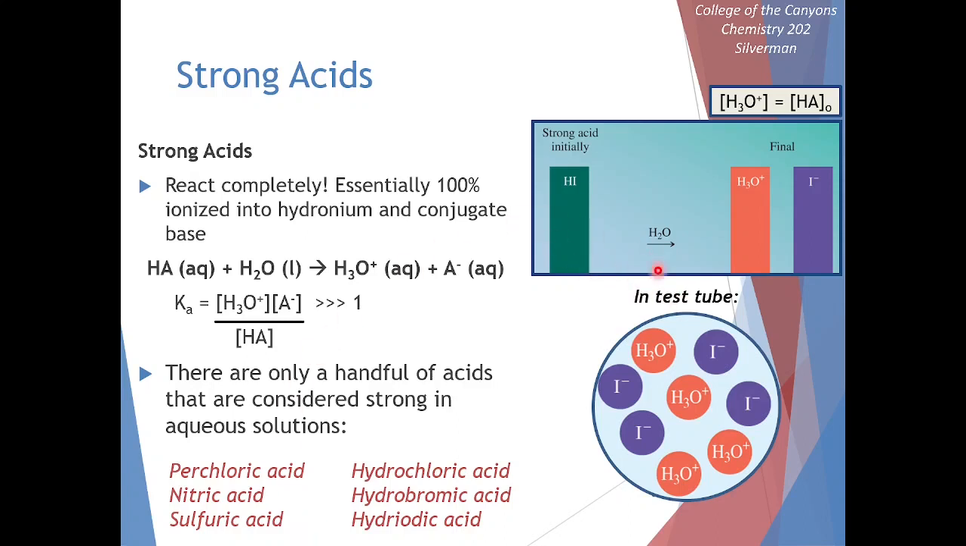We can visualize this graphically, right? How much of our reactants and products do we have at equilibrium? Well, here are those 2 products. We have none of our reactant left behind. Or zooming in on our test tube, we only have the conjugate base and H3O+ present.